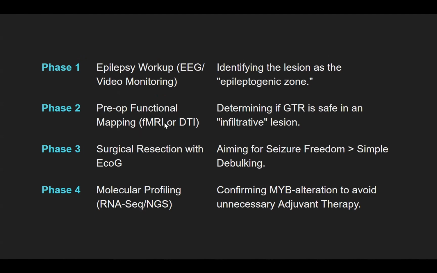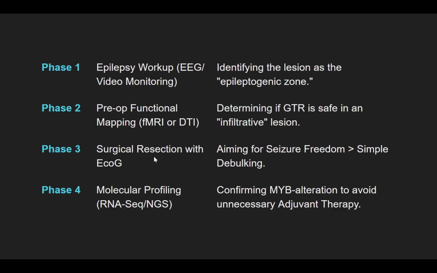The functional MRI or diffusion tractography, we have to determine if GTR is even an option or if this is invading the eloquent regions, right? The phase three is where we have to plan the surgery.